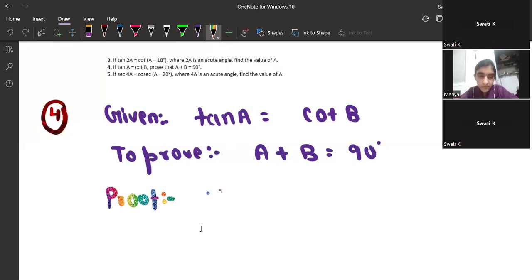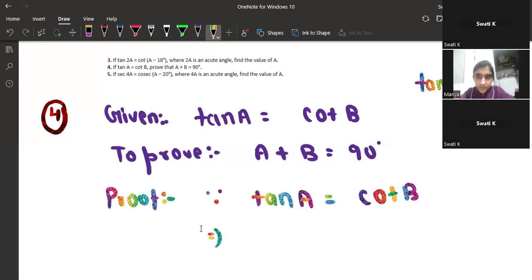What will we write in the proof? Since tan A is equal to cot B, this is given. Of course we have to prove A plus B is equal to 90. Now tell me, Manya, how can we write tan A in the formula? tan A is equal to what of 90? 90 minus A?